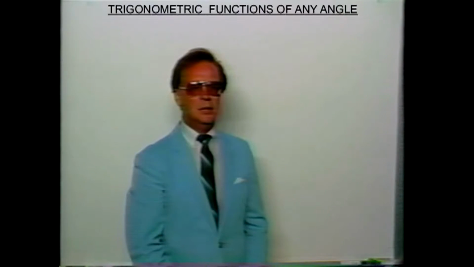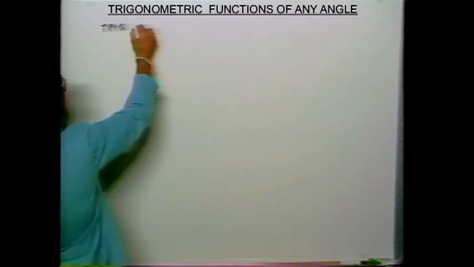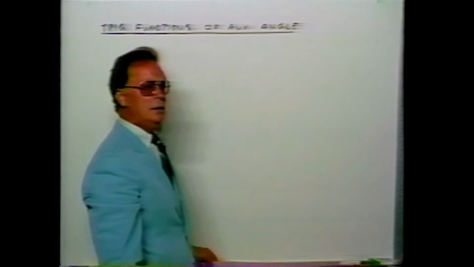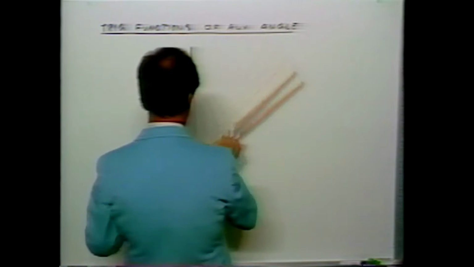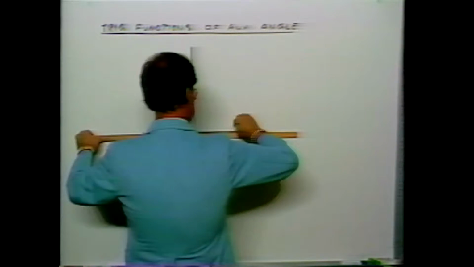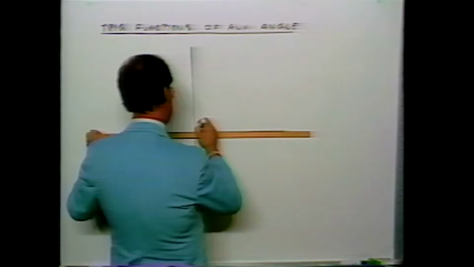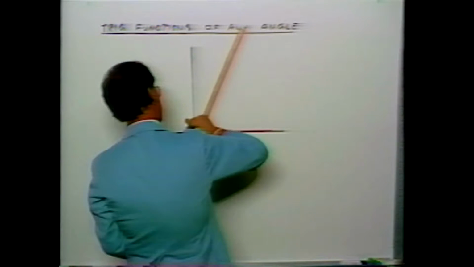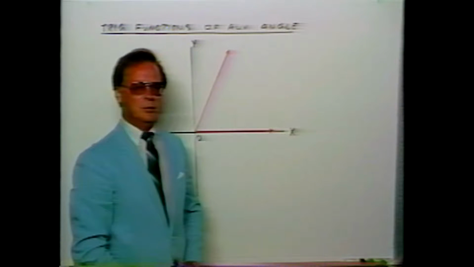The next thing we have to deal with are the trigonometric functions of any angle. Trig for short. I must begin by drawing an angle in standard position on a graph. First, the initial arm emanating from the origin and along the positive x-axis. There is an angle in standard position on the graph.